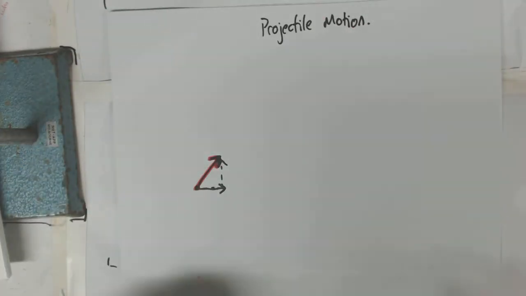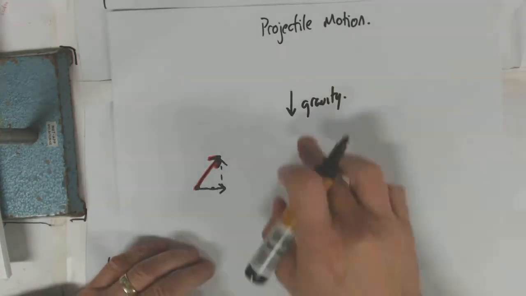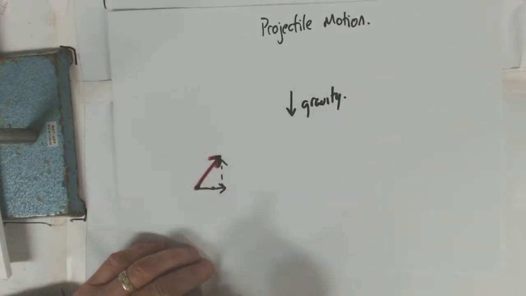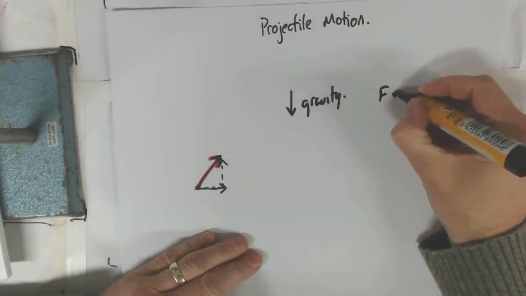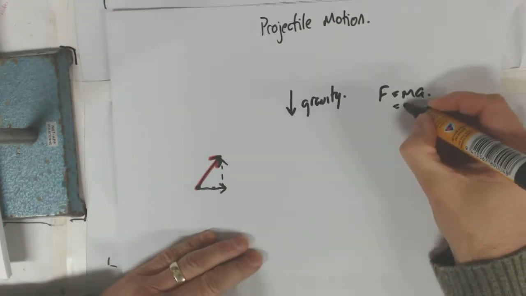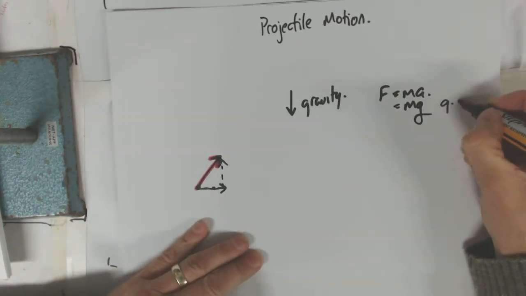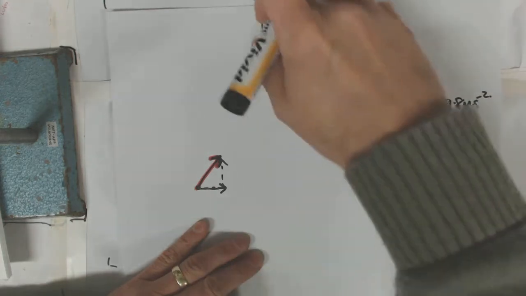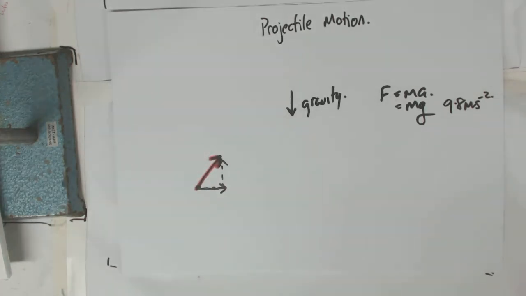Now, if gravity acts straight down, then gravity can only affect the vertical component. It can't have an effect on the horizontal speed. So gravity is a force and it only acts in the direction of the gravity. The force, which is equal to mass times acceleration, in this case mass times g, because the acceleration near the surface of the earth is g, which is 9.8 meters per second squared, acts vertically down towards the center of the earth. This can only affect the vertical component of the velocity.